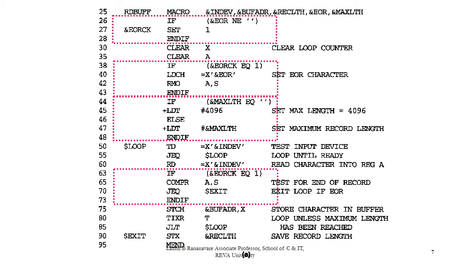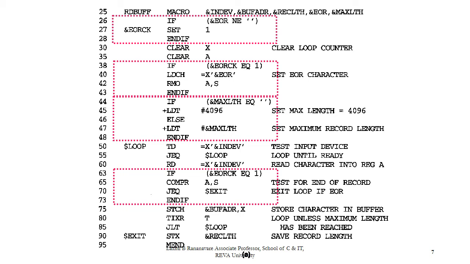Now the next if statement is, if the max length is equal to blank, that means if we have not read the last parameter. If it is null, it means the last parameter we have not read. So at that time we are going to set the default max length, that is 4096, and store that quantity in the T register. Else we have read the max length, and that max length quantity we are going to store in the T register, and end of the if statement.